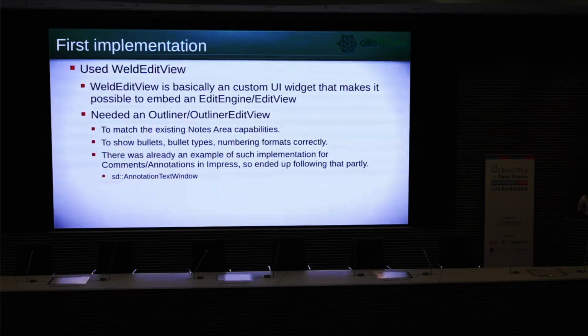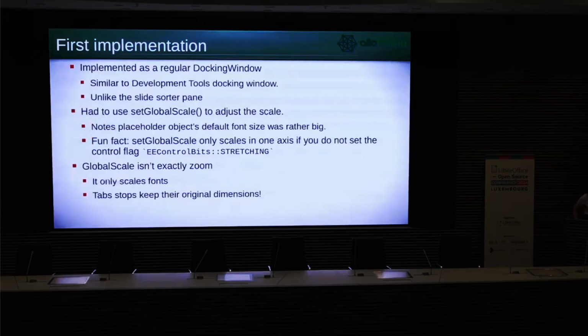It used weld edit view, which is this UI widget that lets you embed an edit engine, edit view pair into any kind of UI element. It lets you show bullets, numbering formats, stuff like that, but there were some problems with it. We'll get to that. There was an existing use of weld edit view in the annotation text window for Impress, which is for annotations and comments in Impress, basically.